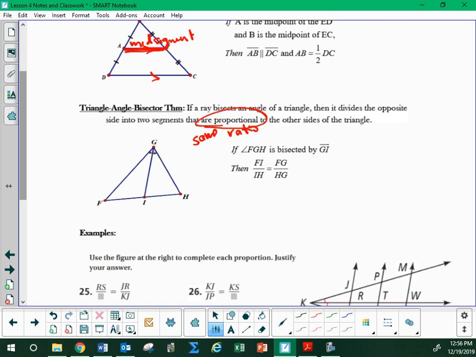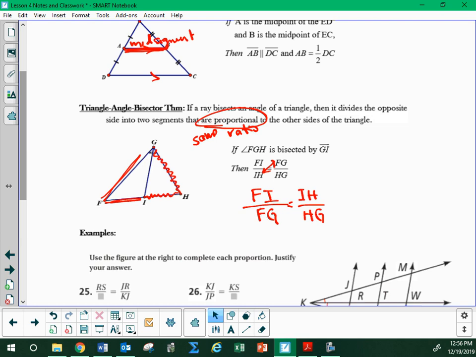So when we draw on our angle bisector, what we have here is FI to IH is equal to FG to HG. Now, let's take a look at properties of proportions, how we can switch this up. Let's go ahead and just change our diagonal here. This properties of proportion says I can change my diagonal. FI to FG equals IH to HG.